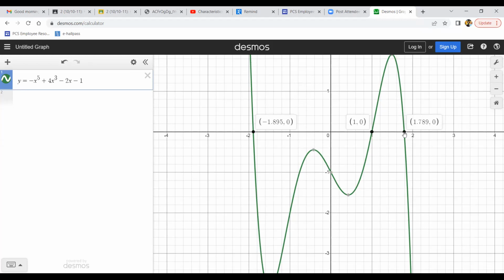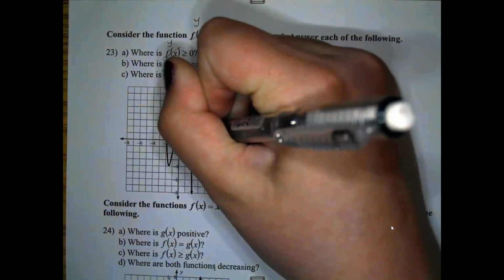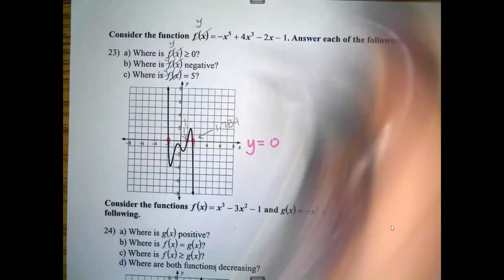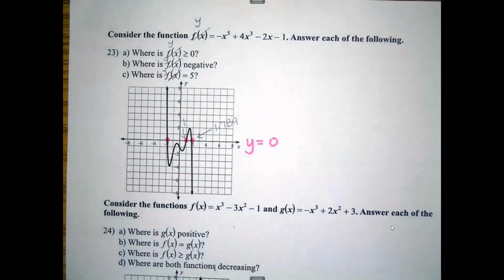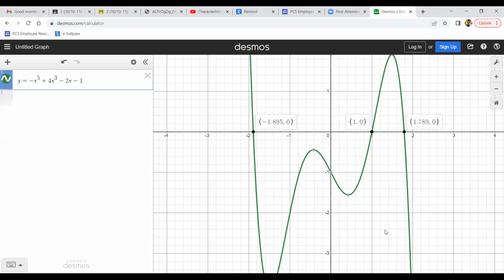So 1.789. Let me show you how I'm labeling it so you can label it in a similar way. I'm just labeling it like this so I can see where the numbers are. So that's 1.789, 1, and then the other one was negative 1.895.